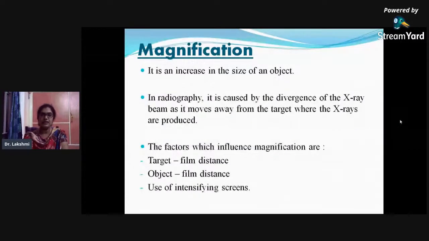Okay, now coming to magnification. What is magnification? It is an increase in the size of an object. In radiography, it is caused by divergence of the X-ray beam as it moves away from the target where the X-rays are produced. So there is a magnification of the image.